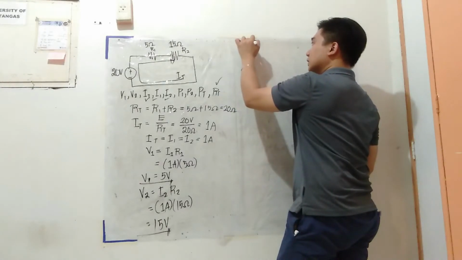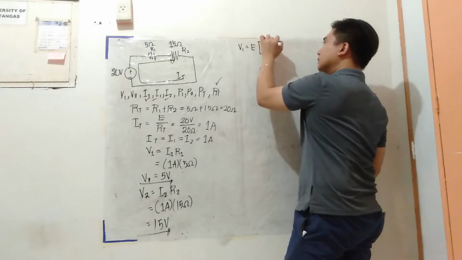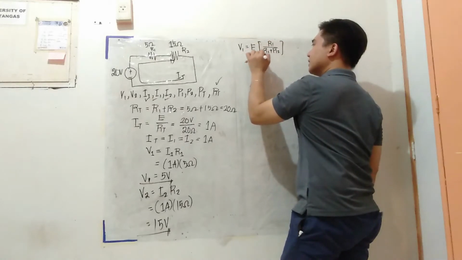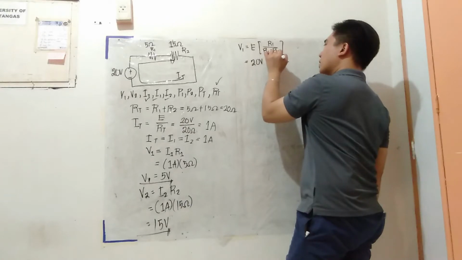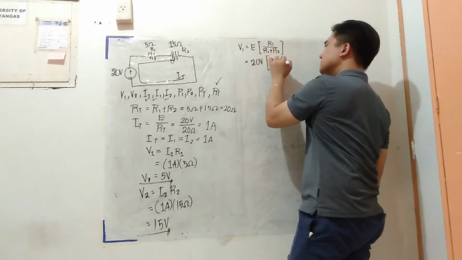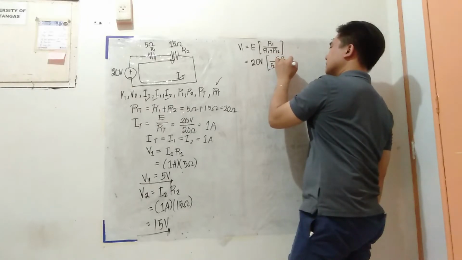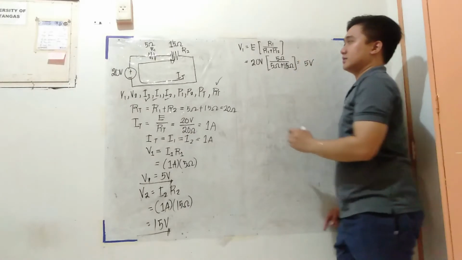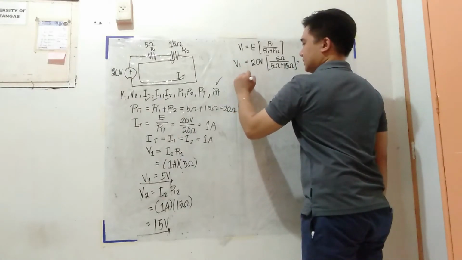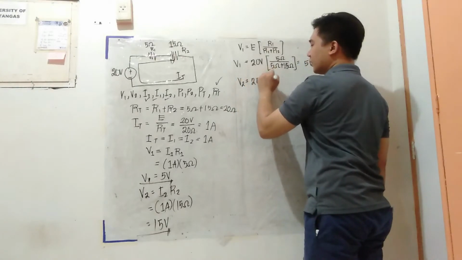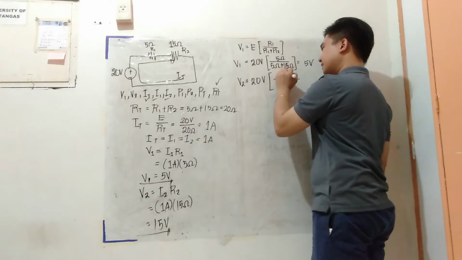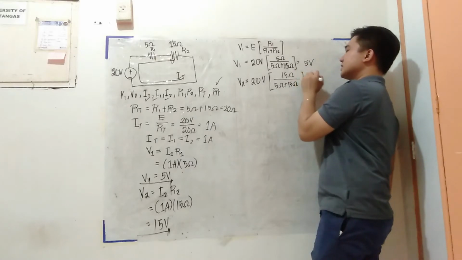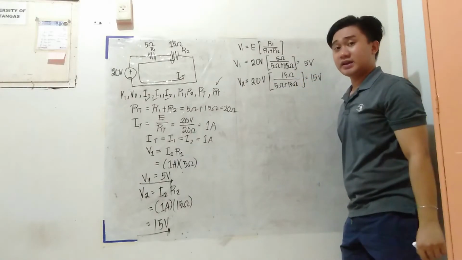Right? V1 is equal to E times R1 over R1 plus R2. So, this is equal to 20 volts times 5 ohms all over 5 ohms plus 15 ohms. And certainly, this is also equal to 5 volts. Same thing for V2, that is 20 volts times R2, which is 15 ohms all over the sum of 5 ohms plus 15 ohms. And of course, this is equal to 15 volts.